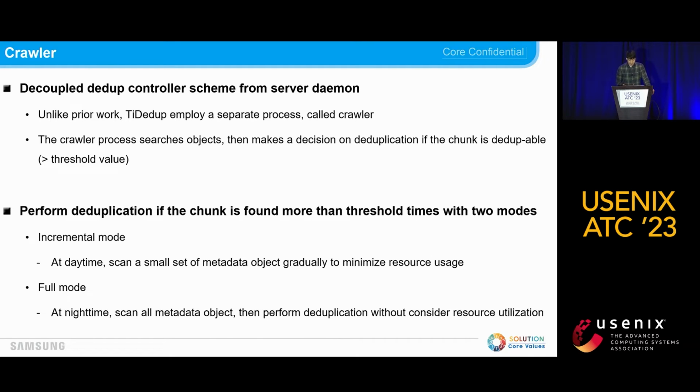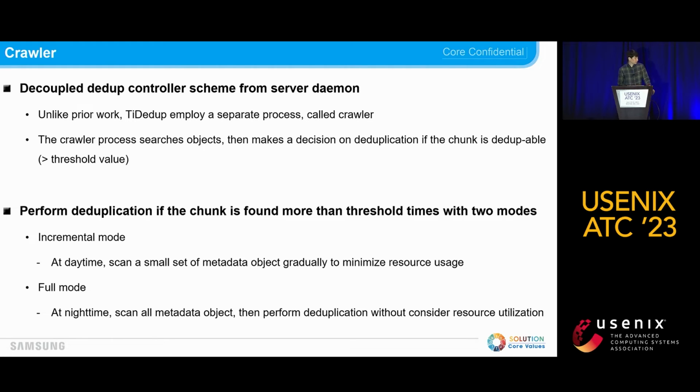This slide explained what selective cluster level crawling. First, the crawler is introduced as a separate thread to perform deduplication selectively. The role of a crawler is that it searches metadata objects on the base tier and then performs deduplication if the object has duplicate chunks more than a threshold.